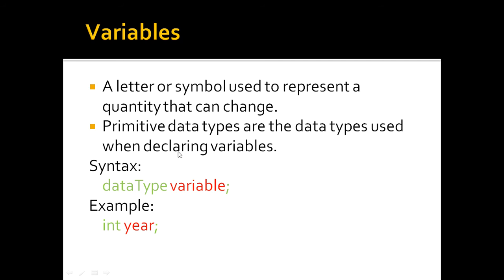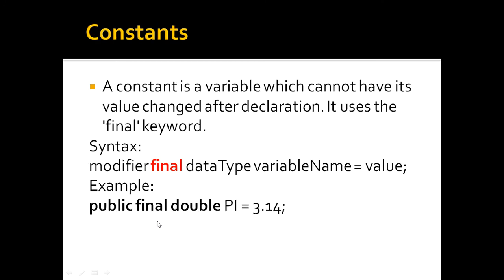If you like to assign some value to the particular variable, we have to use the equal to operator along with the year. So after year, we have to use the equal operator and assign a particular value to the variable. And here we have a constant.